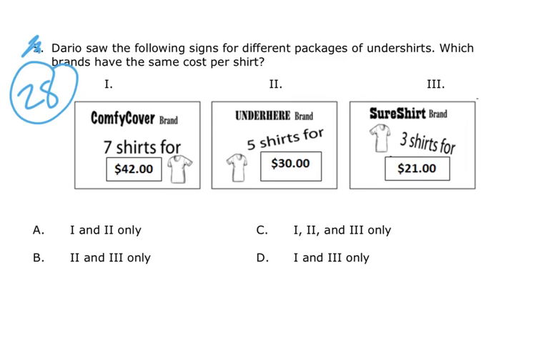Dario saw the following signs. This is a type of problem that's called a unit rate problem. We haven't learned about it yet this year. We'll learn about it when we come back from Thanksgiving break.